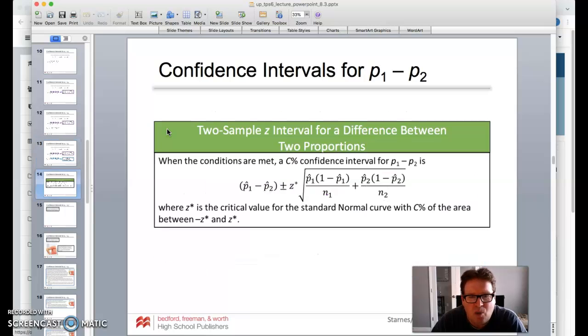Now when conditions are met, for a C% confidence interval, we get the critical value from our z table, whether it's 90, 95, or 99 typically. We find the interval by taking the difference between the proportions plus or minus our critical value, our z-score, times our standard error. So write that formula down and have it handy. It should be in our handy dandy notes on the z tables as well, so make sure we know how to use those.